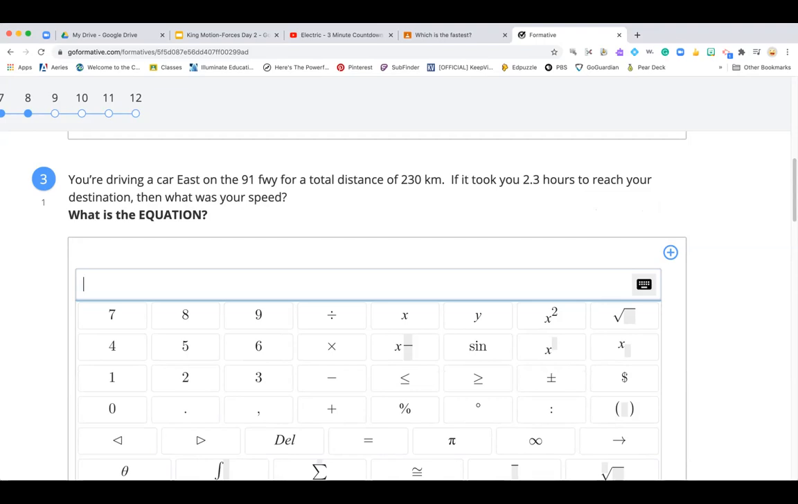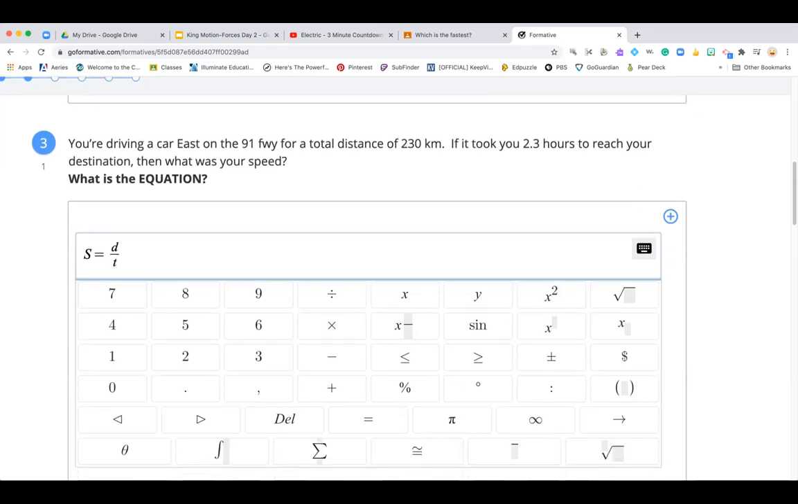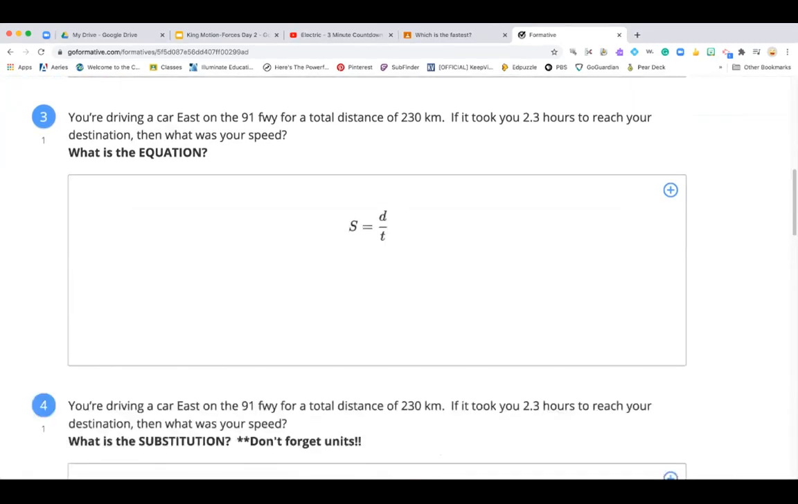So I can go capital S equals D, and I'm going to use the slash sign where the question mark is, and it's going to set it up as a fraction for me. D over T, and then hit done. Okay? So I want you to use that math function. The more practice we have with that math function, the easier it's going to be. Good job, you guys.